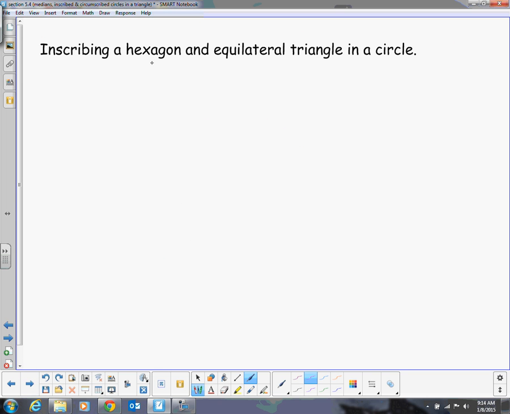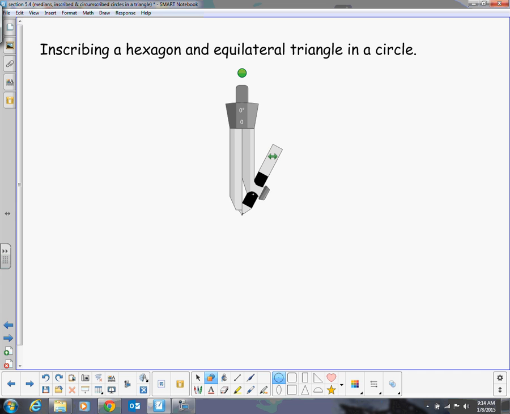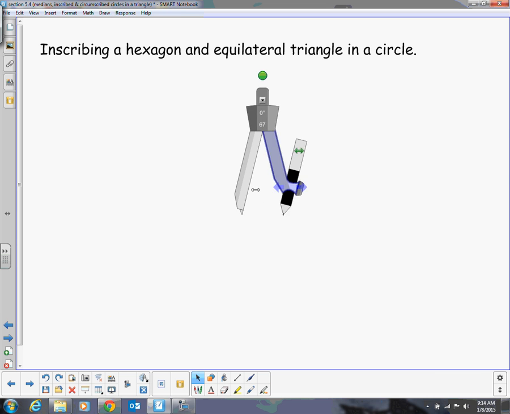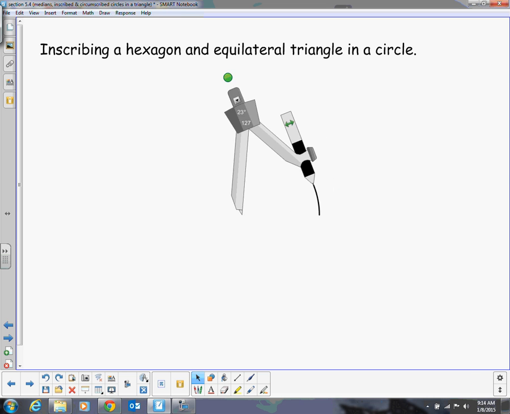We're going to inscribe a hexagon and an equilateral triangle in a circle. All right, this is a really cool construction. So the first thing we need is to construct our circle. All right, we need our own circle. We cannot start with one. All right, so here is my circle.